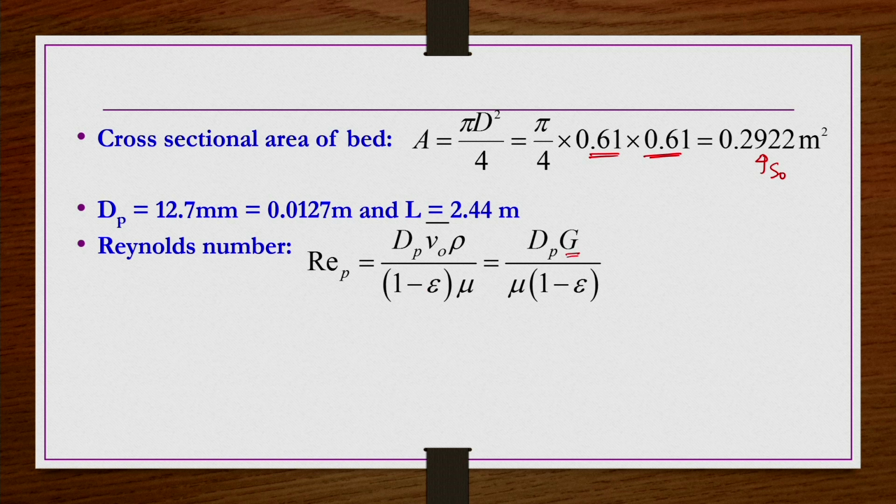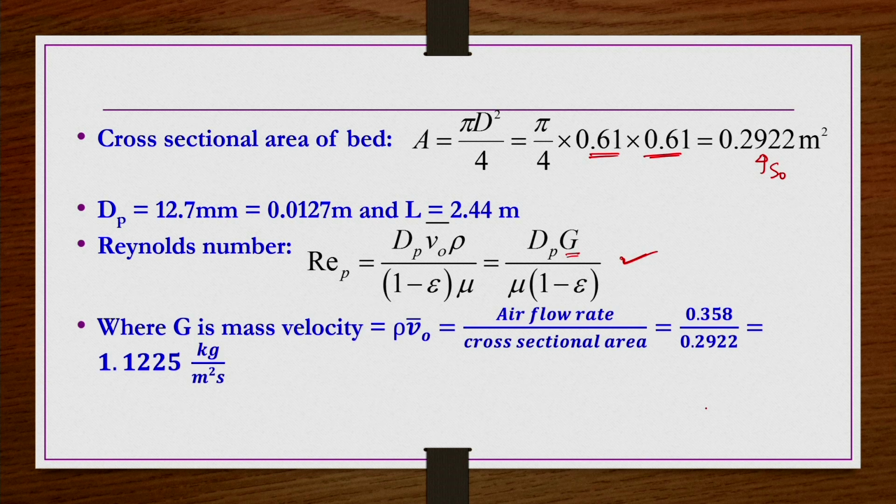That is the reason we have written the Reynolds number in terms of g, that is, mass velocity, which is nothing but rho V naught bar. That should be nothing but the air flow rate divided by the cross sectional area. Whatever the air flow rate is, if you divide by the cross sectional area, then you will get the mass velocity in kg per meter square second.